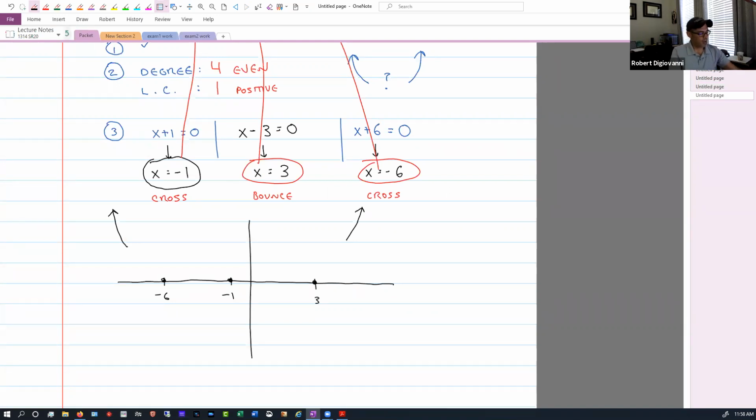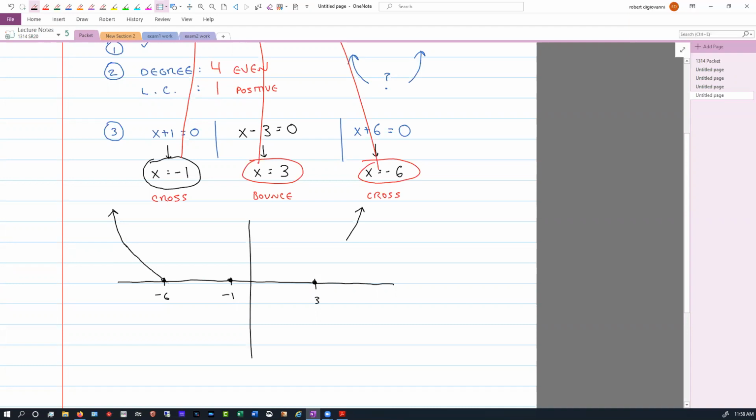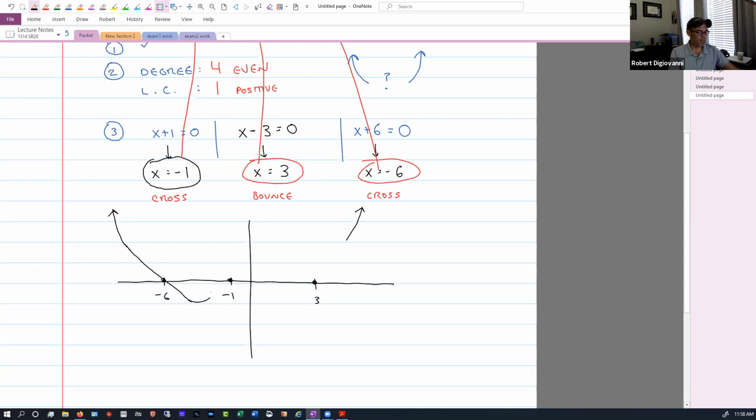So here I go. I'm going to start drawing from the left. So I come down. When I get to -6, what am I going to do at -6? Cross or bounce? Cross through, right? So there I go. I crossed. Now, I've got to make a turn and go back up to -1. When I get to -1, what am I going to do? Go back down. Oh, I mean, bounce.